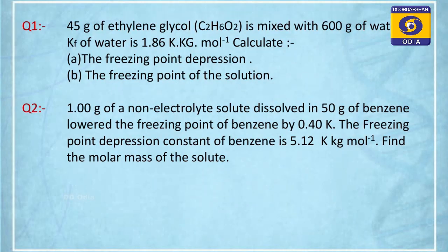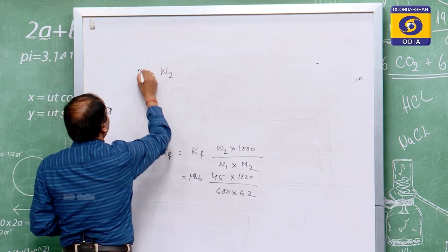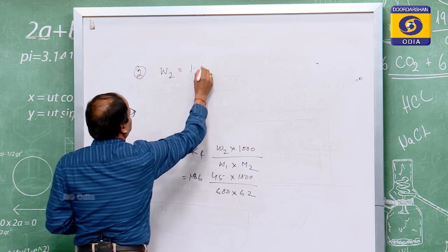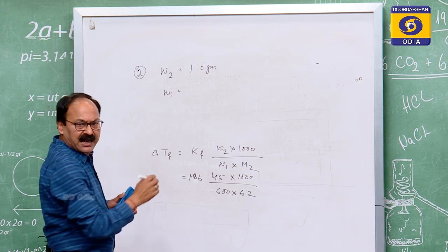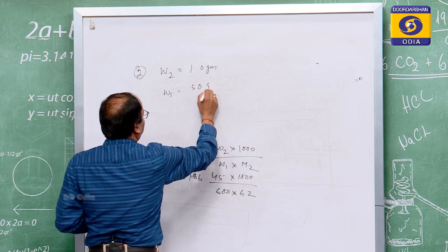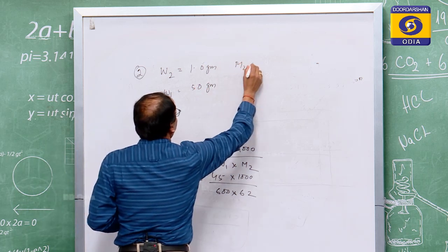The second one is: 1 gram of non-electrolyte solute dissolved in 50 gram of benzene lowers the freezing point of the benzene by 0.4 K. Freezing point depression constant of benzene is 5.12. Then what is the molar mass of the solute? Very simple, same question, same equation, only you have to find out the molecular mass of the solute. What are the data given? W2 is given, it is 1 gram. W1 also given, W1 is 50 gram. We have to find out M2.